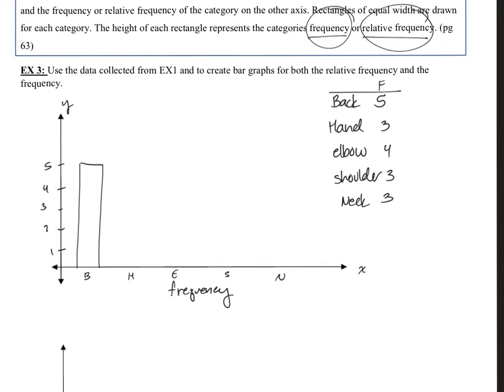And I could fill that in for fun. Then we have hand, which goes up to 3. And E, 4 for elbow. That's a little higher than 4. Okay, so the bars should be approximately the same width. This is all just a visual representation of the differences between the data that we found.